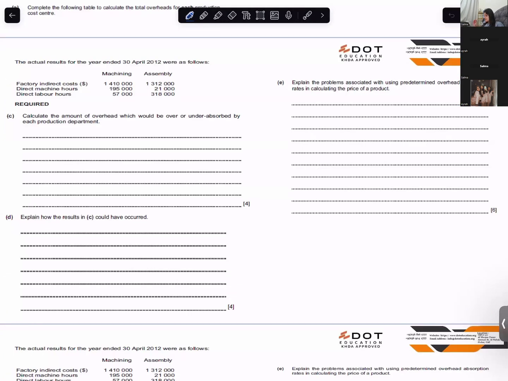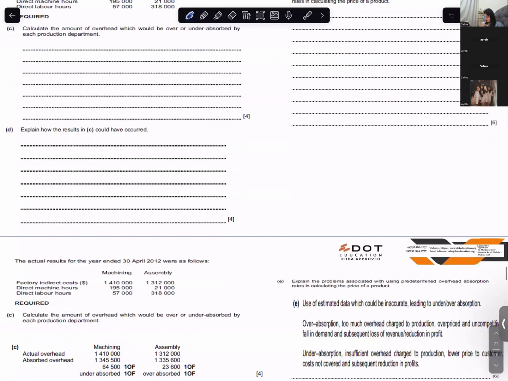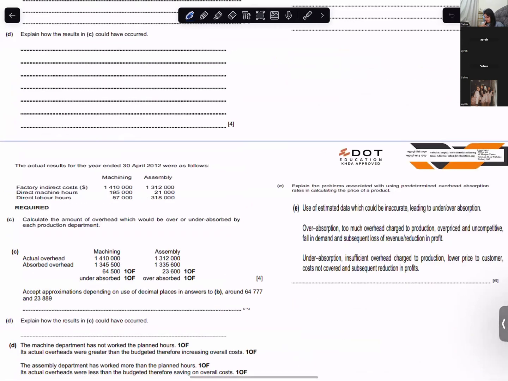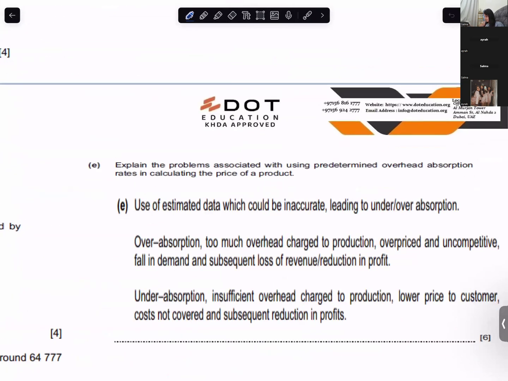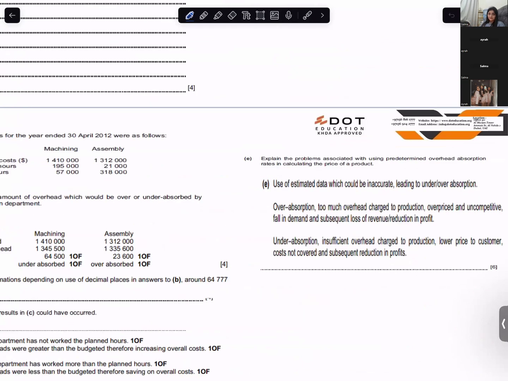Explain the problems associated with using a predetermined OAR in calculating the price of the product. It may be inaccurate, which will lead to either over absorption or under absorption. If there is over absorption of overhead, the prices will be set too high, which will lead to loss of customers. And if there's under absorption of overheads, the price will be set too low, which will lead to lower profits.